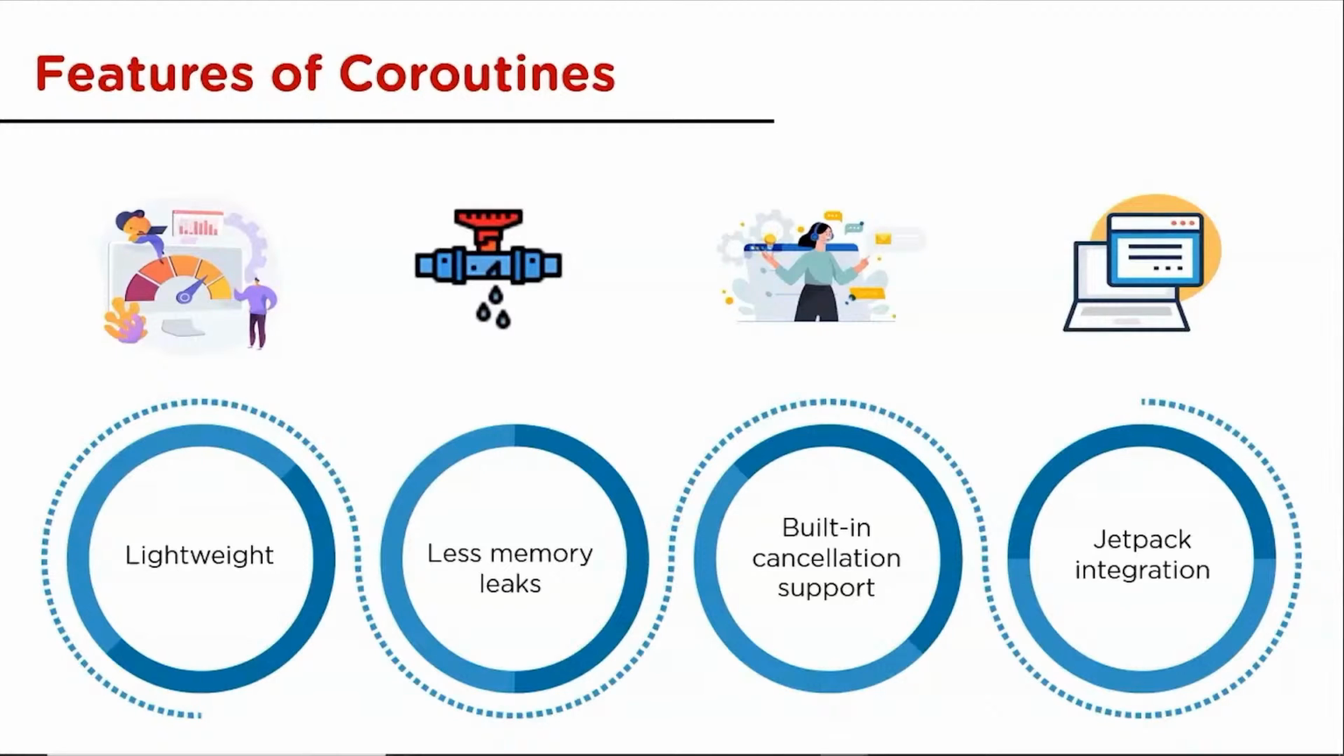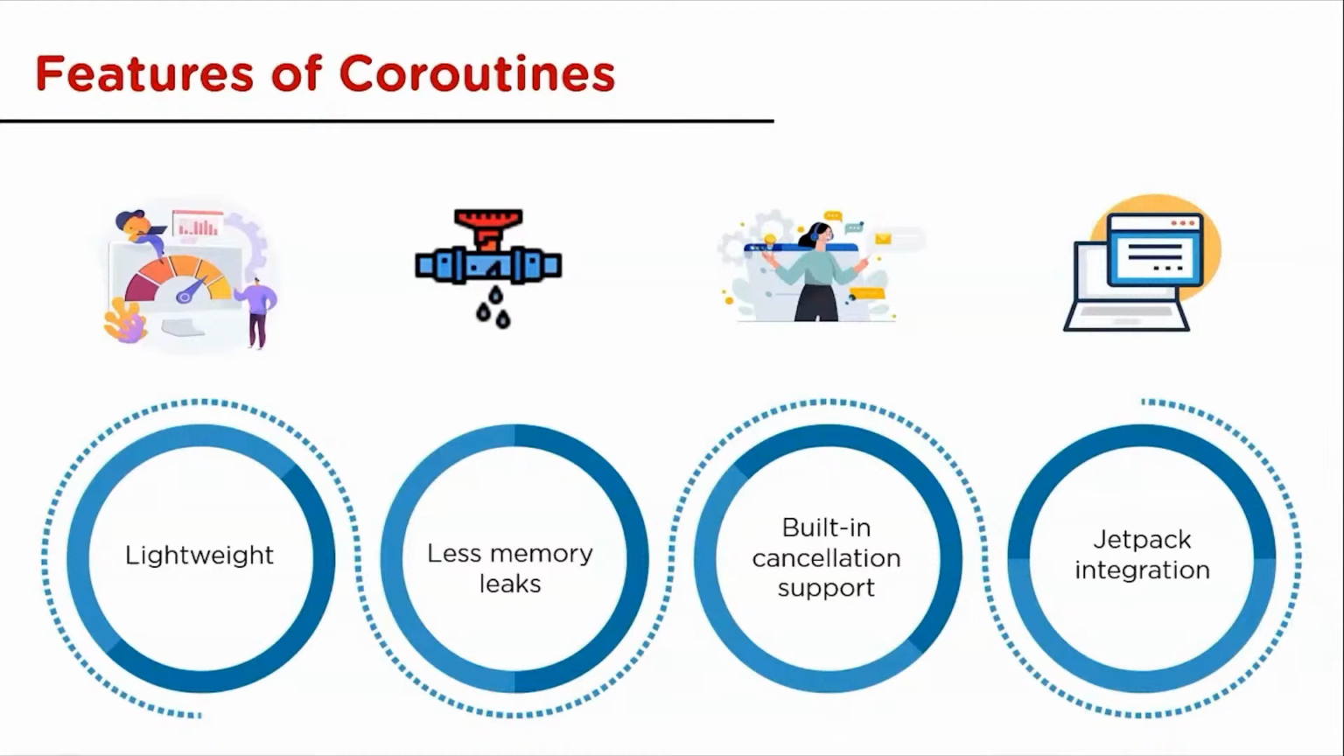Now moving on to the last feature, that is Jetpack integration. There are many Jetpack libraries that provide support for coroutines. For example, Android KTX is a set of Kotlin extensions that provide Android platform and other APIs, etc. Jetpack is basically a collection of Android development components that helps in building Android apps and making complex things simple and easy. These were some features of coroutines.